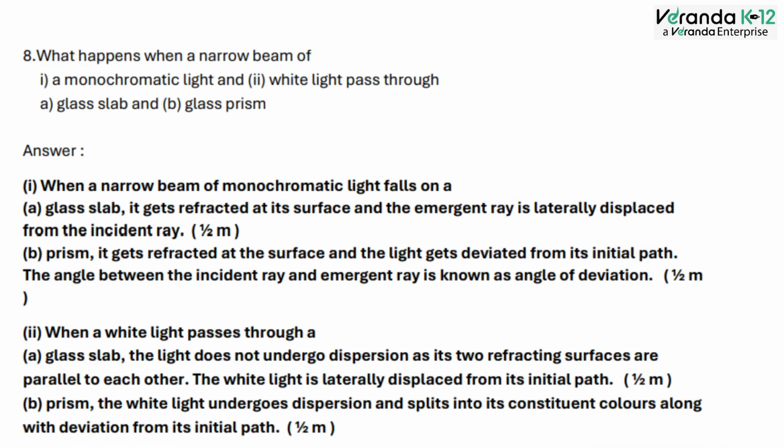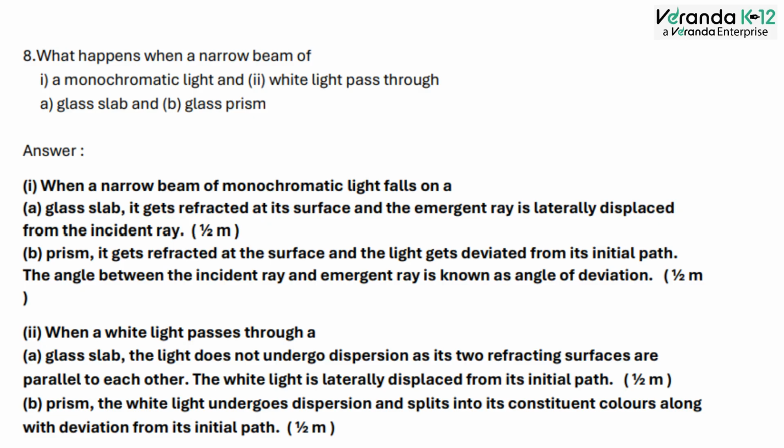Now question number 8. What happens when a narrow beam of monochromatic light and white light pass through a glass slab as well as a prism? The answer is, when a narrow beam of monochromatic light falls on a glass slab, it gets refracted at its surface and the emergent ray is laterally displaced from the incident ray. The answer for B is prism. It gets refracted at the surface and the light gets deviated from its initial path. Thus, the angle between the incident ray and the emergent ray is known as angle of deviation.